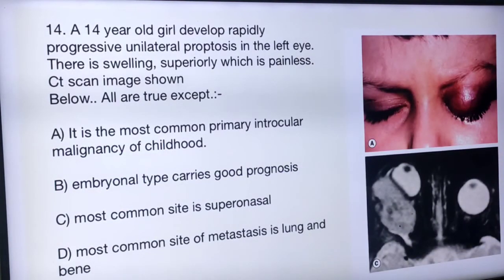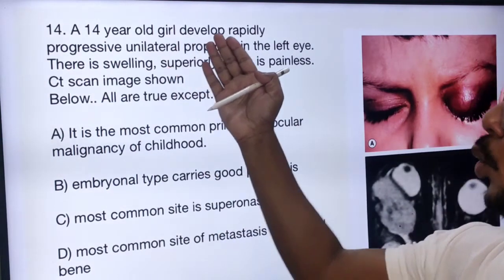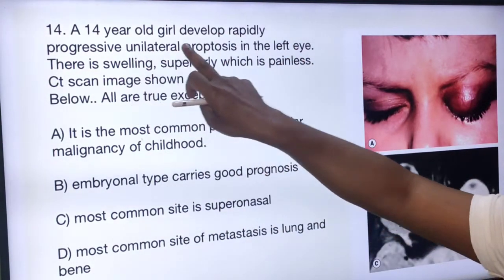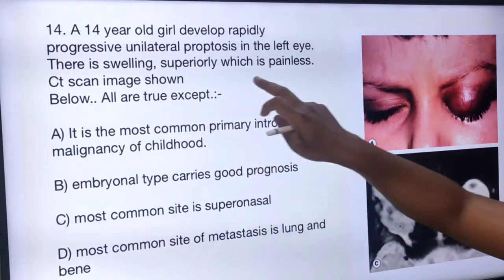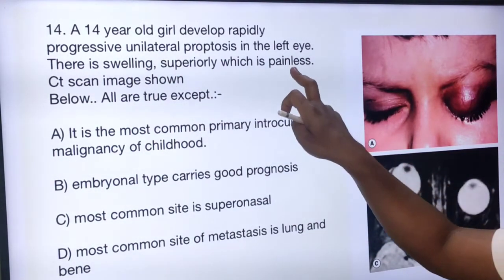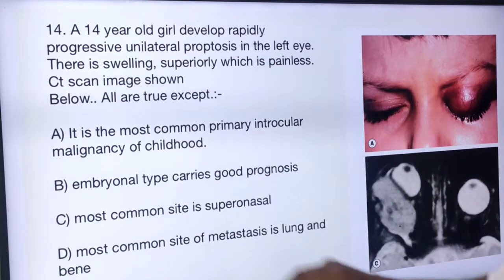The 14th question is this one. A 40-year-old girl developed rapidly progressive unilateral proptosis in the left eye. There is swelling superiorly which is painless. CT scan image is shown below.